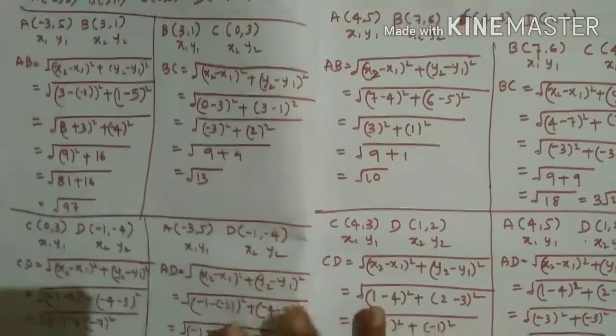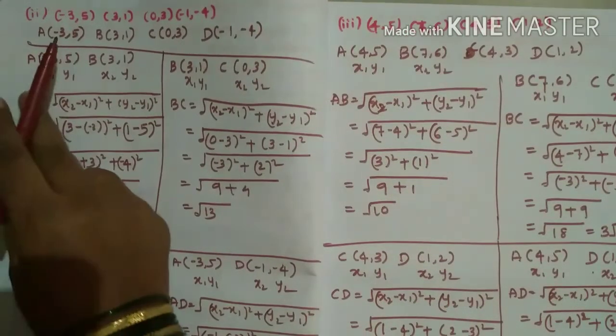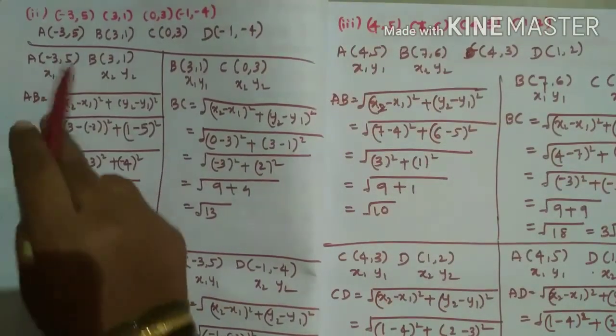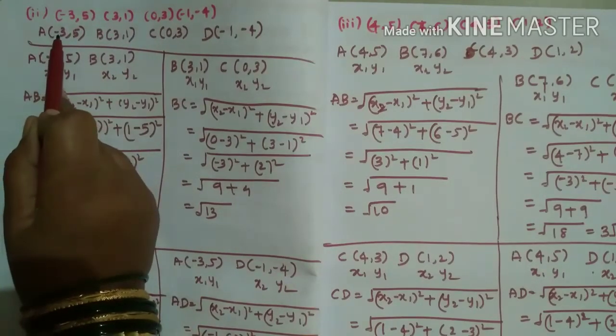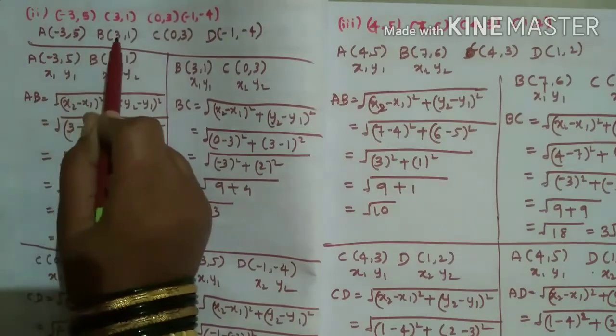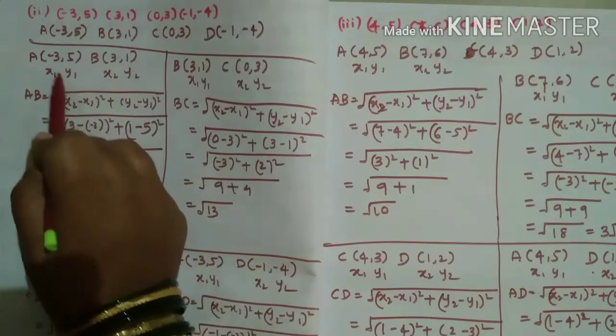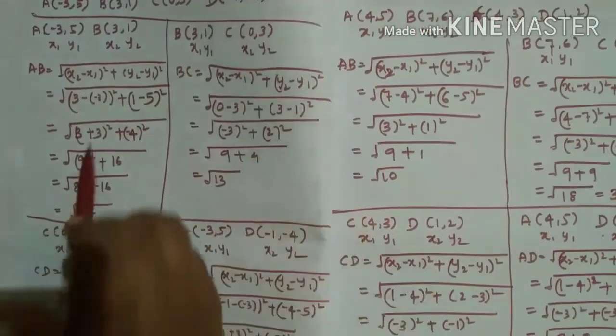Now we'll see the second sum. Second sum, just observe. Here also 4 points I have given. I have taken those points as A, B, C, D. First I have found the answer: A is minus 3, 5, B is 3, 1. And I have taken A as x1, y1, B as x2, y2 and I substituted here.